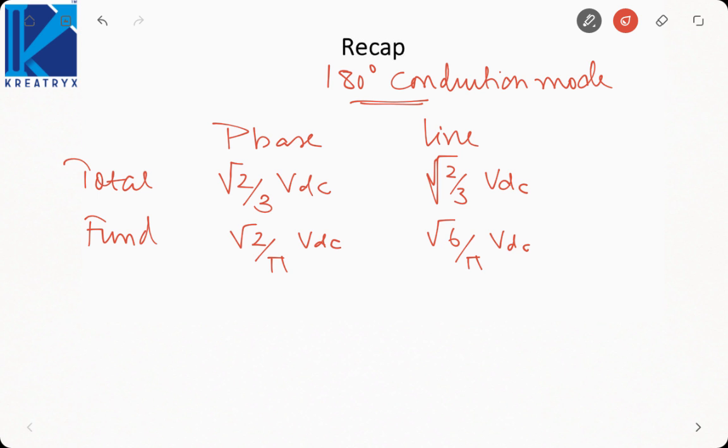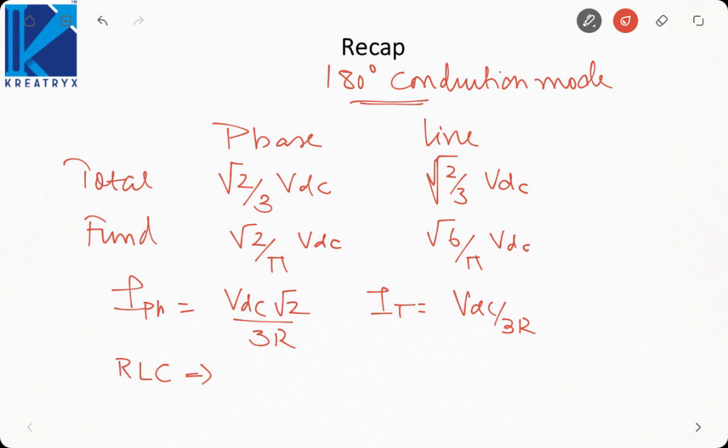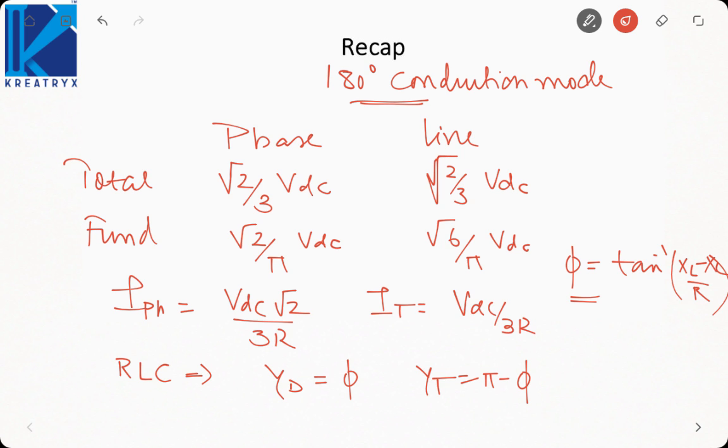VDC. Okay. And then we derived the current. I phase was VDC root 2 by 3R. Thyristor current was VDC upon 3R. Then we also saw RLC load, in which we derived that the diodes conduct for an angle of phi and thyristor will conduct for an angle of pi minus phi, where phi is the angle by which current lags the voltage. Phi was actually tan inverse XL minus XC upon R. Is it fine? So that is what we covered in last lecture.